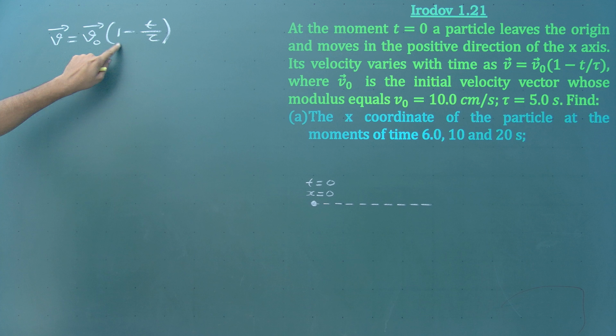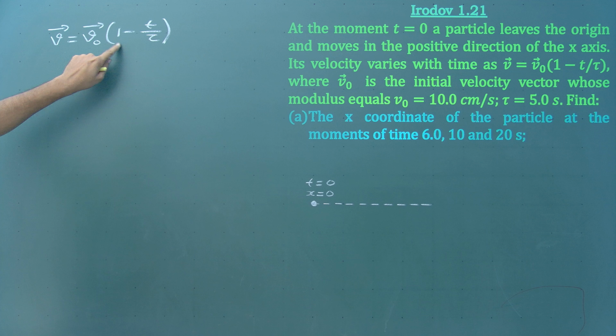Students, let us solve this Irodov problem 1.21. This is a very simple question. At the moment t equal to 0, a particle leaves the origin. What it means? At t equal to 0, x equal to 0. It moves in the positive direction of the x-axis. The particle is moving in this direction.